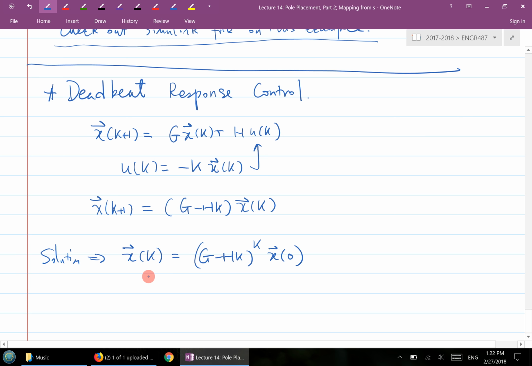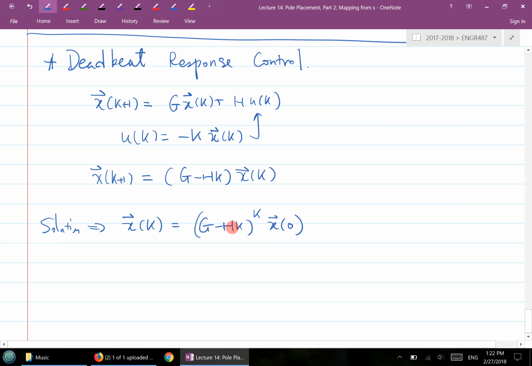So this very simple solution actually tells us a lot of important information. Basically, you want to bring this x of k back to 0 from the initial value x of 0. And how you bring it back to 0 is completely up to this g minus hk.